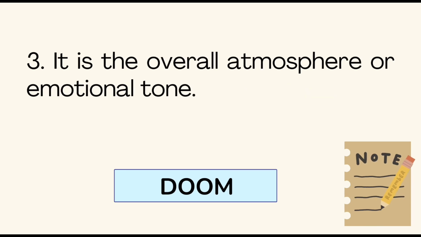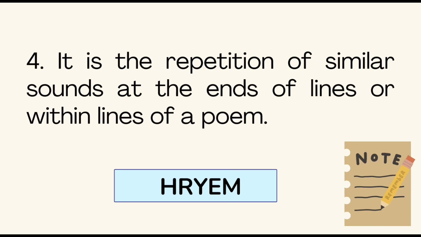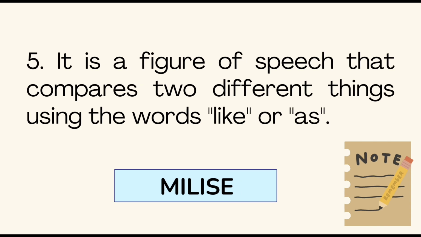Number 3. It is the overall atmosphere or emotional tone. Number 4. It is the repetition of similar sounds at the ends of lines or within lines of a poem. And number 5, it is a figure of speech that compares two different things using the words like or as.